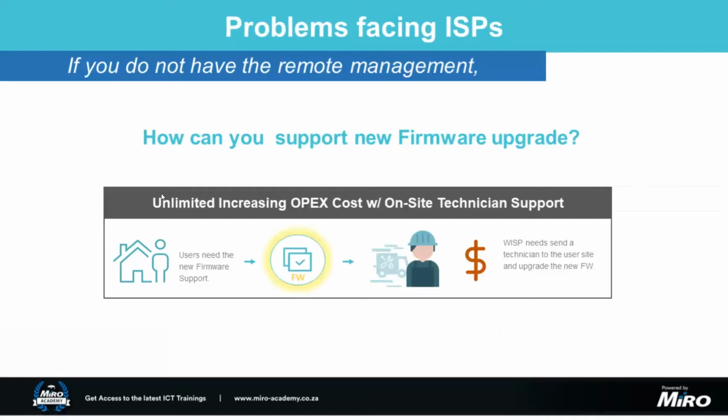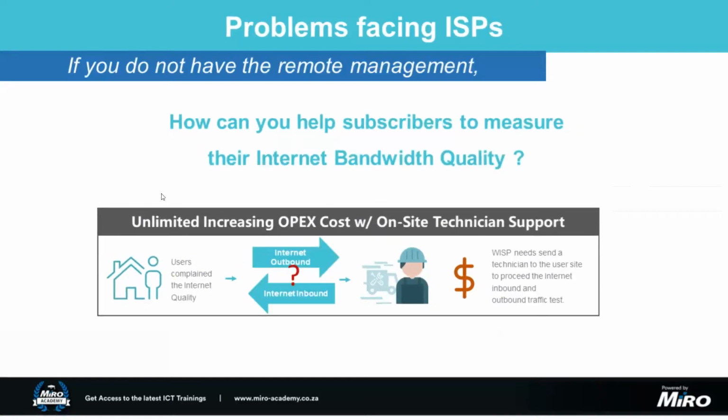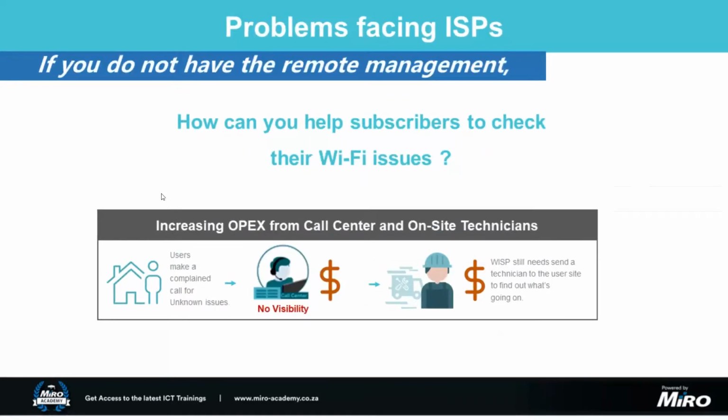So firstly, how can you support new firmware upgrades? Okay, without you being out on site, you're not able to log into the router directly and push on the latest firmware. How can you help subscribers measure their internet bandwidth quality? If a client's calling up and telling you that they're only getting 4 megs, can you indeed confirm that from your side? How can you help subscribers check or identify Wi-Fi issues?